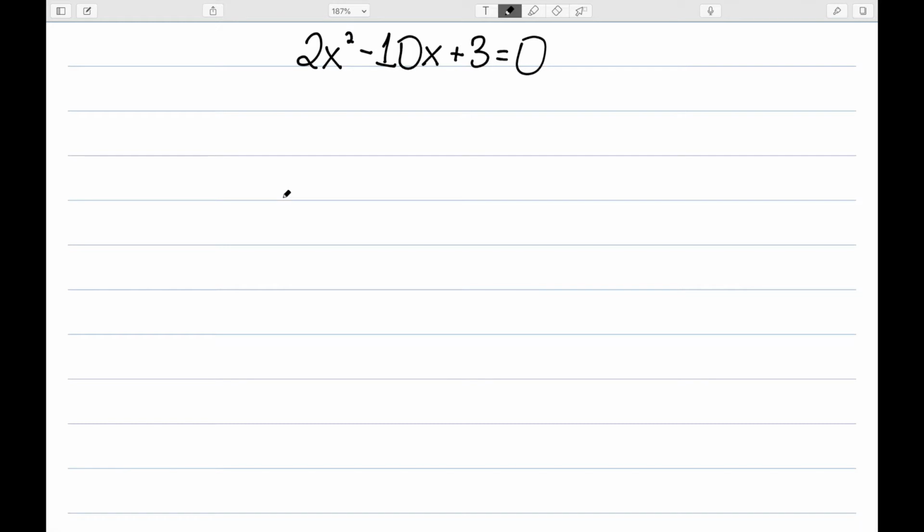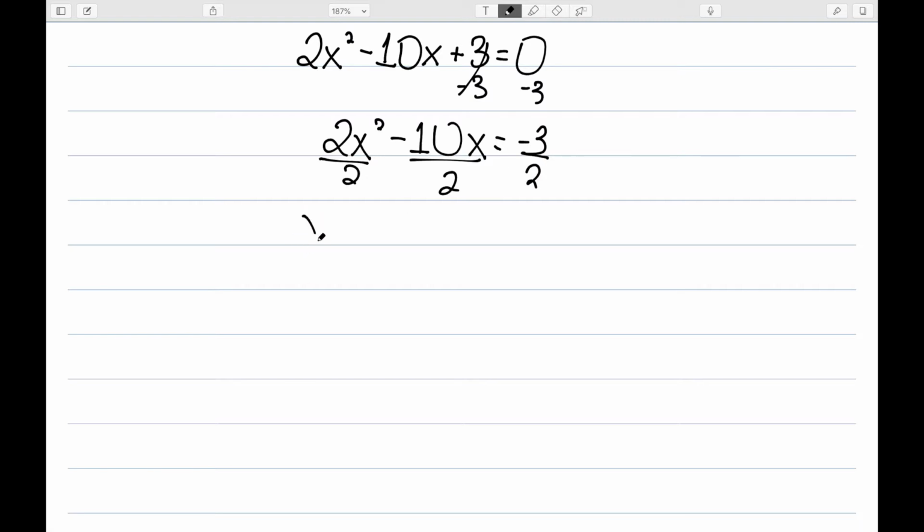I now have 2x squared minus 10x plus 3 equal to 0. Once again, get my constants on the other side. So 2x squared minus 10x equal to minus 3. We also need to divide everything by a, the number in front of x squared. That leaves me with x squared minus 5x equal to minus 3 halves.